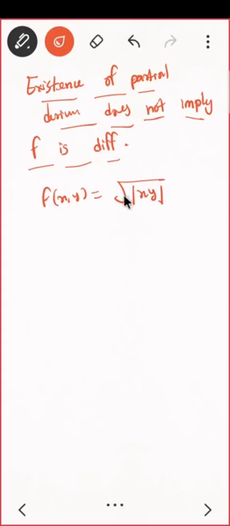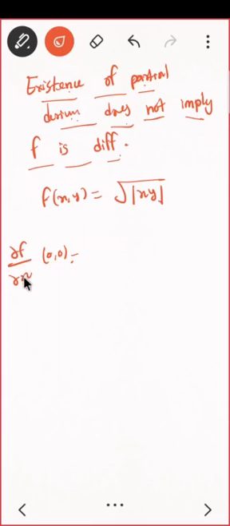Okay. So can you easily check this function is continuous? It can be easily seen that this function is continuous around 0 0. Okay. So let us see what is fx at 0 0. First of all, you have to check that partial derivative exists. Existence of partial derivative does not imply f is differentiable. That means I want to prove each of the partial derivatives exists, but still the function is not differentiable. That is my claim. Correct?